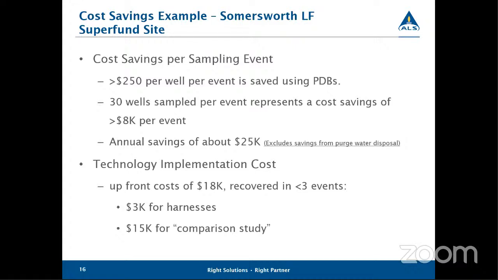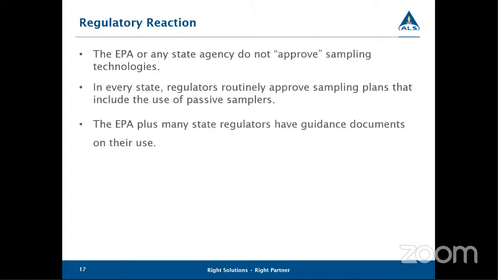Annual savings about $25,000, plus any additional savings that you might get from having to dispose of the purge water and that sort of thing. Even with implementation costs, if we're calling it $3,000 for harnesses, and if you would like to, or if a regulatory body is requiring any sort of comparison study to do side-by-side results to confirm the data that's produced, you're still able to recover those upfront costs in about 3 events.